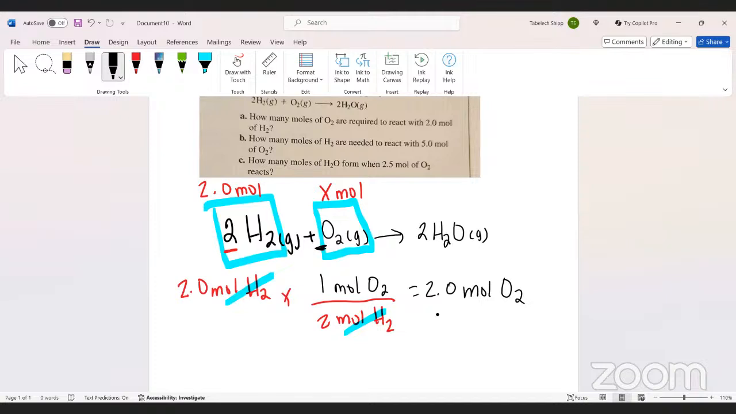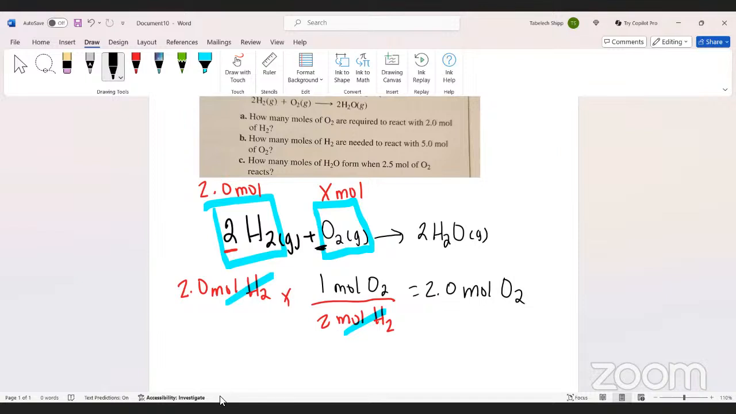Ariana, this is somewhat similar to limiting reagents. That's what we did yesterday. Wow, good job, Ariana. Good job. Fantastic. I love hearing that.